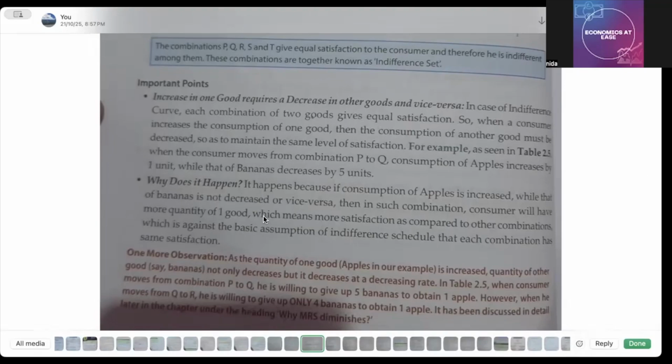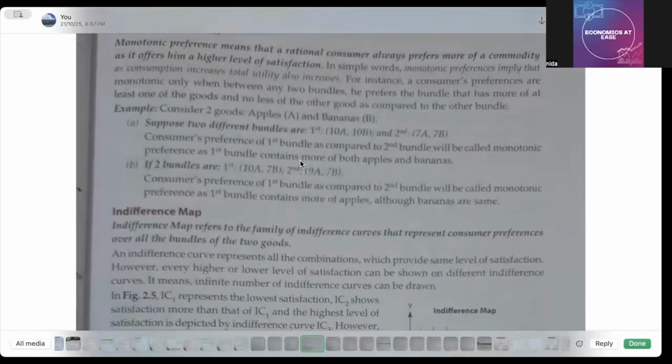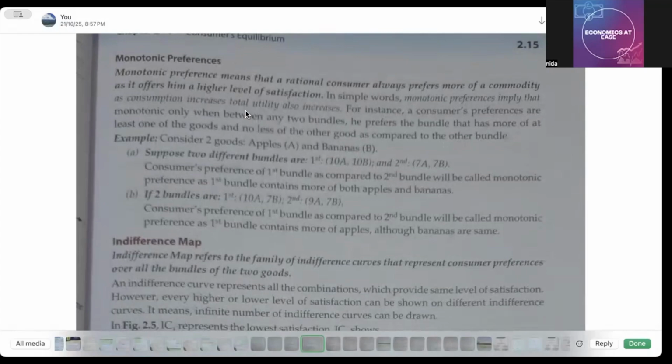Because of the law, in such a combination, consumer will have more quantity of one good, which means more satisfaction as compared to the other combination, which is against the basic assumption. Why does it happen? It happens because if consumption of apples is increased, while that of banana is not decreased, हम एक consumption बढ़ाते जा रहे हैं और दूसरे का कम नहीं कर रहे हैं, तो क्या होगा? More quantity of one good, which means more satisfaction आपको मिलता जा रहा है as compared to the other combination, which is against the basic assumption of indifference curve, यानी कि एक को कम होना है और एक को ज्यादा ही होना है, right?